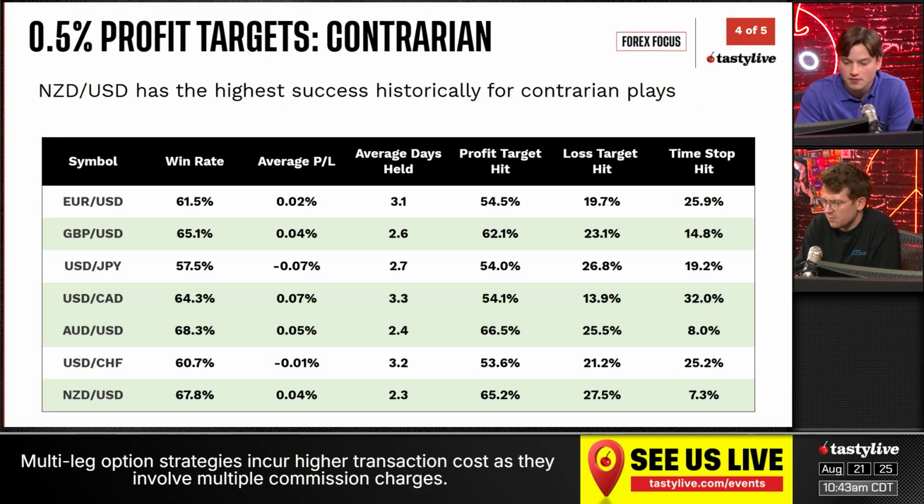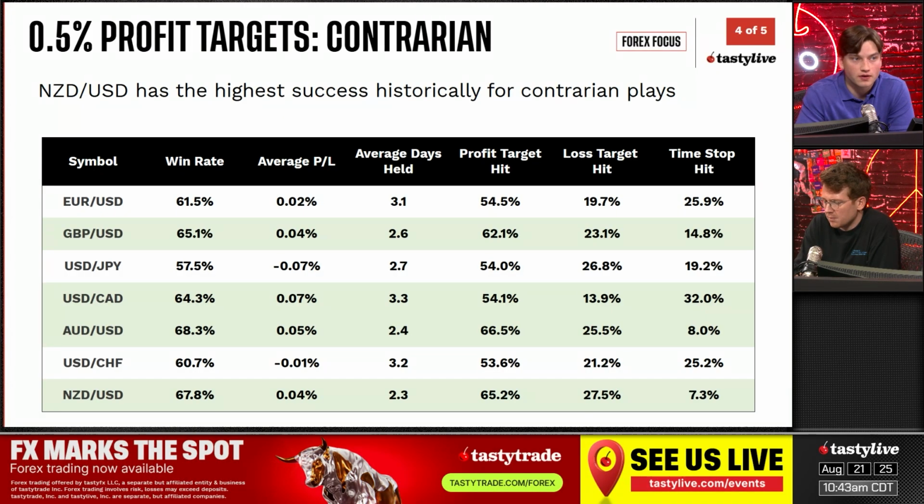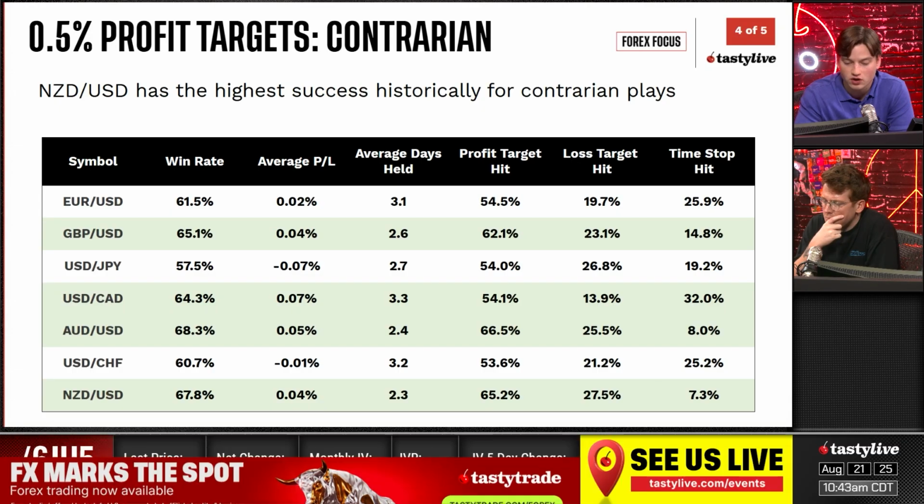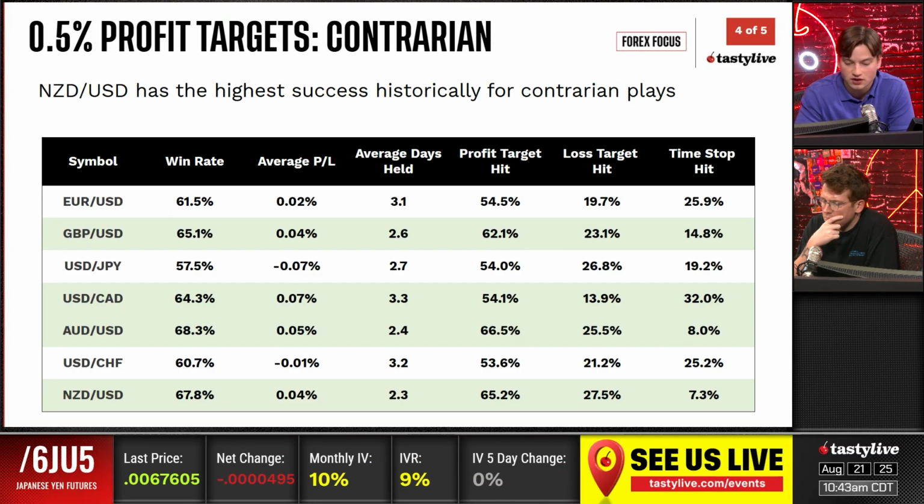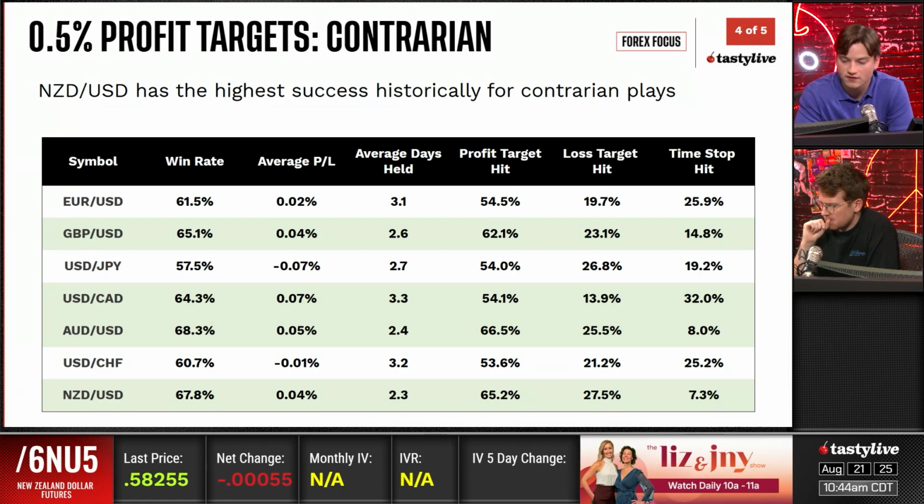There you're seeing boosted win rates from the momentum, but not necessarily anything screaming off the board here from a win rate perspective. We are seeing pretty consistent 68% of the time in those Australian dollar, New Zealand dollar pairs. We're seeing more positive average P&Ls.